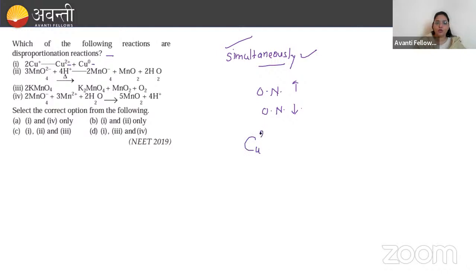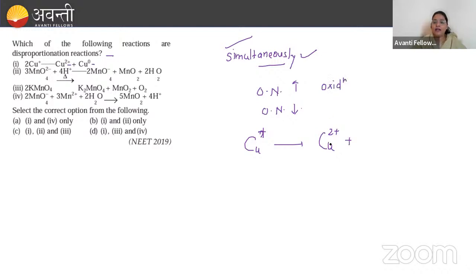So from Cu+, it has been changed to Cu2+. So what has happened here? The oxidation number has increased. So when the oxidation number increases, which type of process takes place? Oxidation, that is loss of electrons.